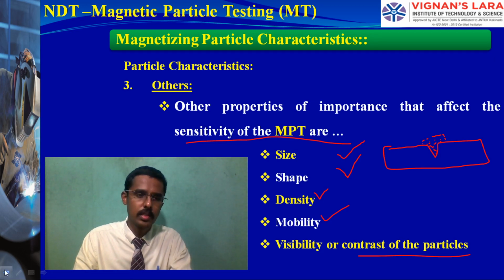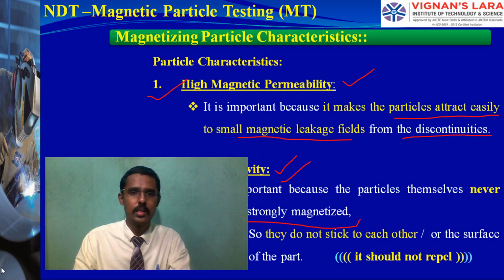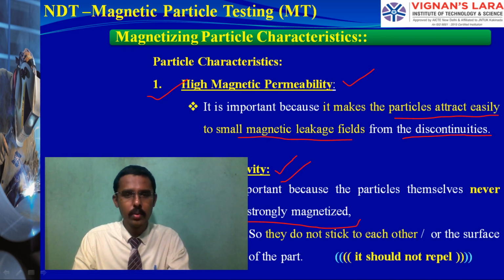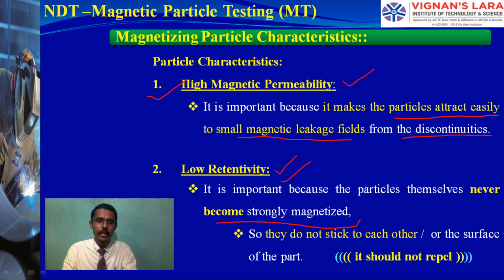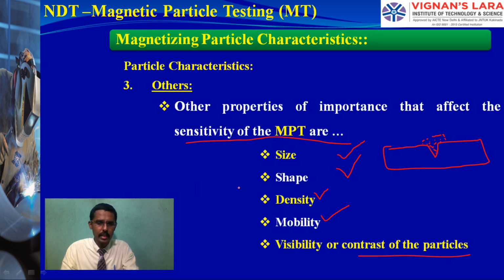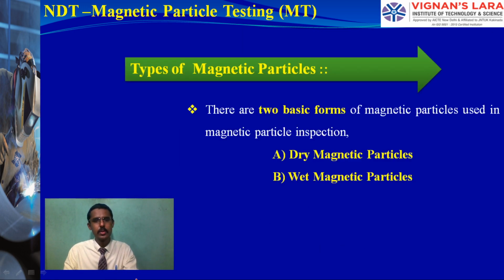So we have seen totally three: one is high permeability, one is low retentivity, and the others like shape, size, density, mobility, and visibility, and some contrast colors. With this understanding, we will get into the types of magnetic particles.